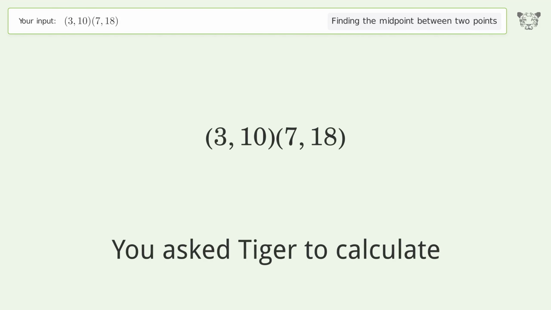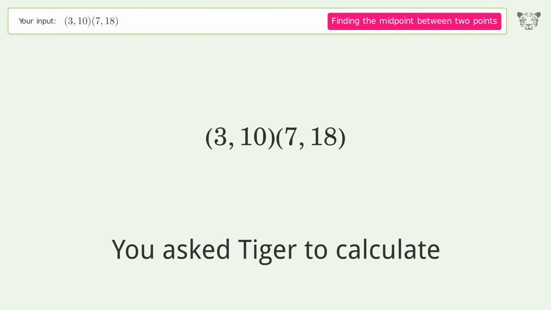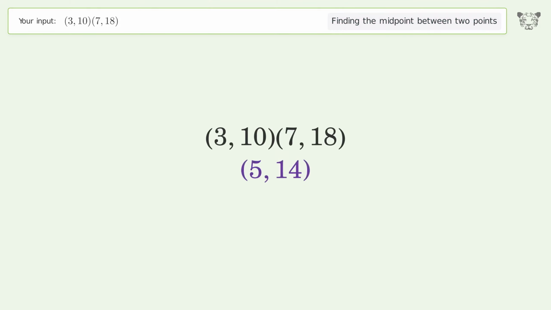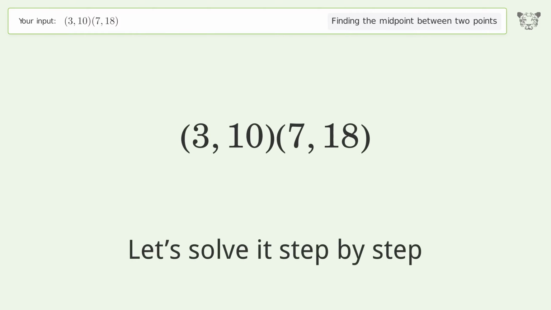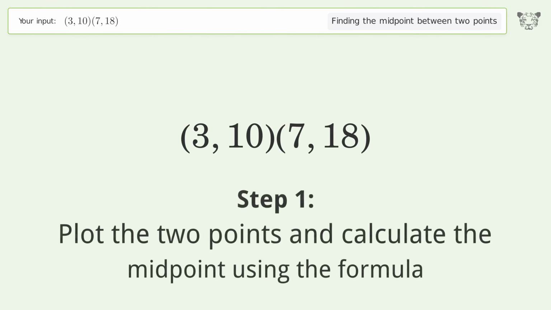You ask Tiger to calculate. This deals with finding the midpoint between 2 points. The midpoint between the 2 points is 5,14. Let's solve it step by step. Plot the 2 points and calculate the midpoint using the formula.